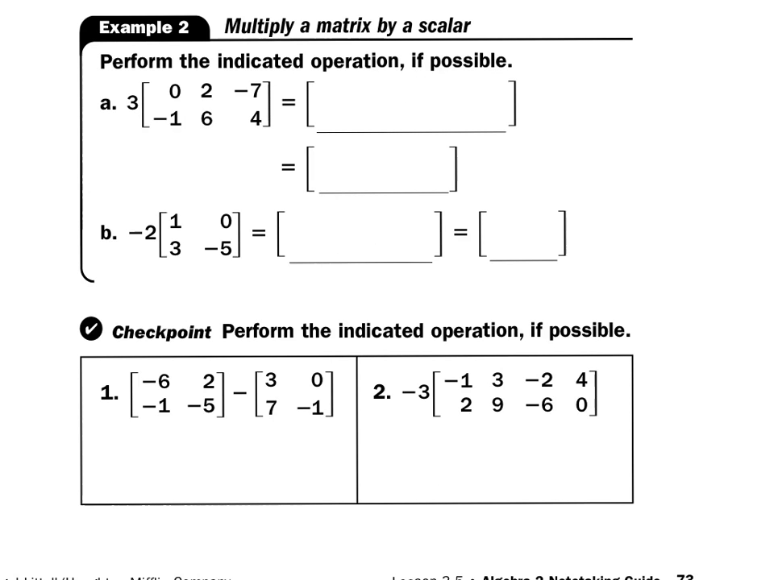Now example 2 is also rather easy. The 3 on the outside is our scalar. I just need to multiply each of the elements inside by 3, and that would be my answer. So 0, 6, negative 21, negative 3, 18, and 12. And B's just like it, just be careful of your signs. Now, on the checkpoint, subtract, and then multiply out by that scalar. Start the video again when you're through.